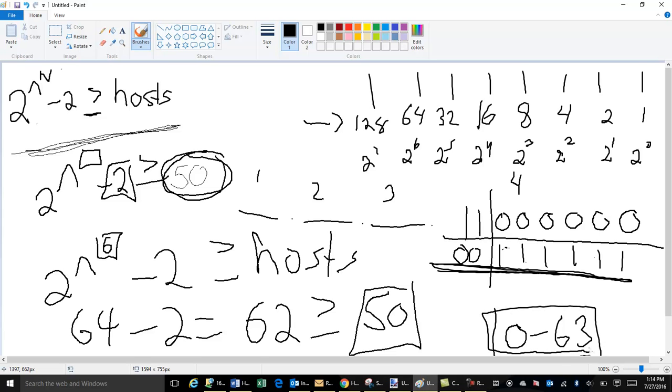Now my subnet mask, how many ones do I have? Well, I have 8 ones in this octet, another 8 ones in that octet, that's 16, another there, that's 24, and here's my 25th and my 26th one. So I have a slash 26.